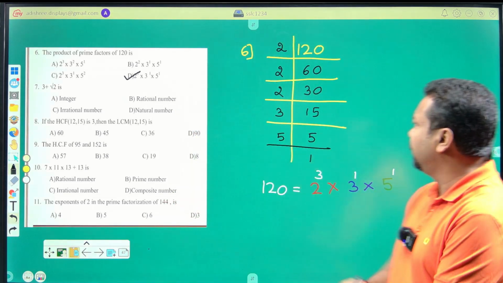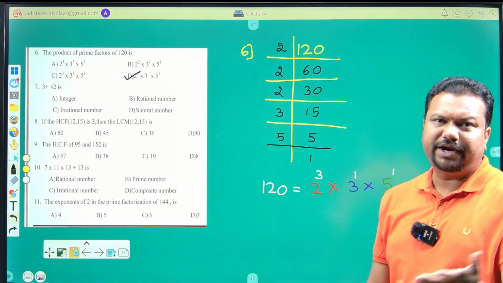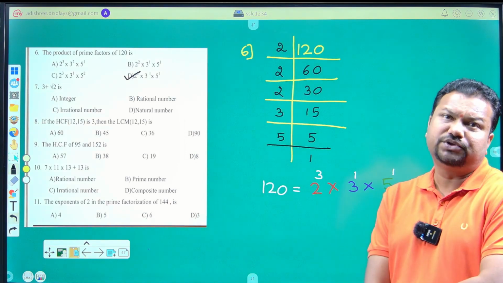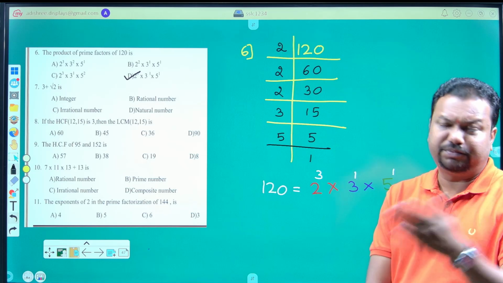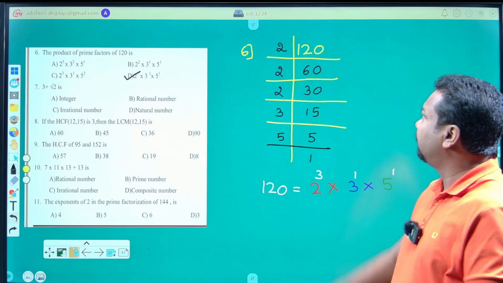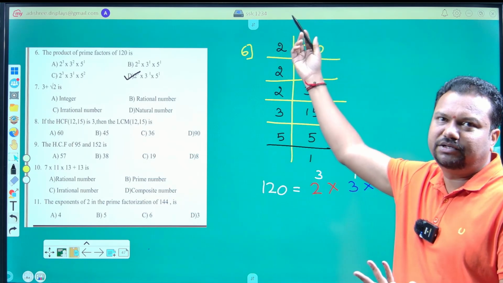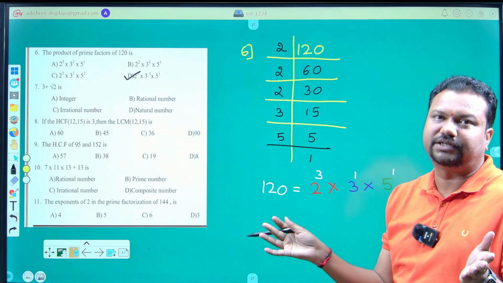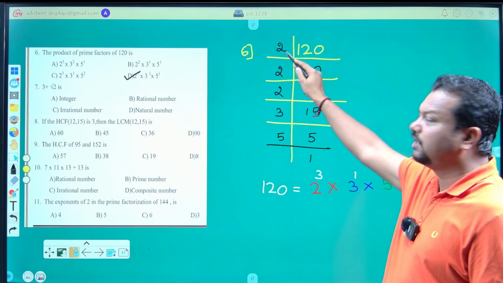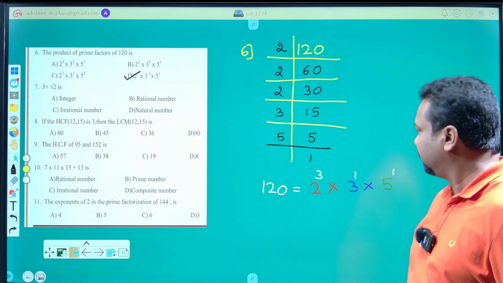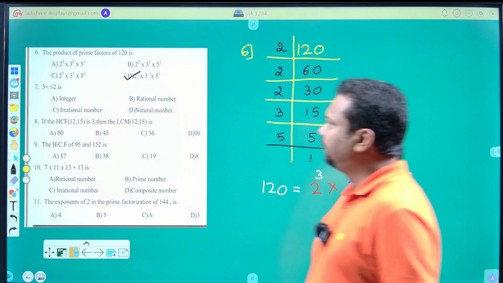Clear? This is called the decomposition method. You can start dividing it by the least positive prime number, or least positive integer I can say, because of course you can start directly with 60, but it won't give you the decomposition of factors. So always start dividing by the least positive integer. Done? I hope you understood this. Let's go for the seventh one.